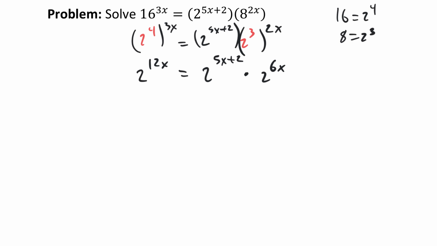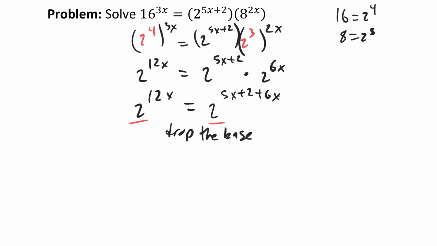And so it's not really fair to equate the exponents or to drop the base, because if you thought about it, you're dropping one base on this side, but you're dropping 2 bases on this side. It's not really balanced from an algebra perspective. And so if we want to drop the base, we have to have the 2's in common. And there's another step we have to do. When we're multiplying with the same base, then we get to add the exponents. So this becomes 5x plus 2 plus 6x. Now we have a single 2 on both sides. And so now we can drop the base. That's going to give us 12x equals 5x plus 2 plus 6x.